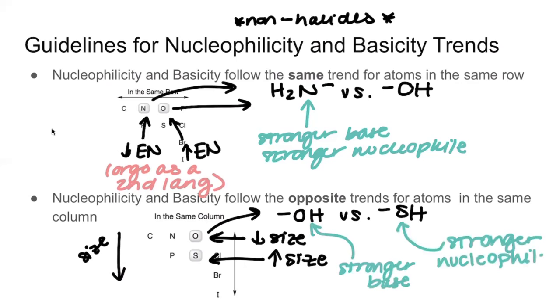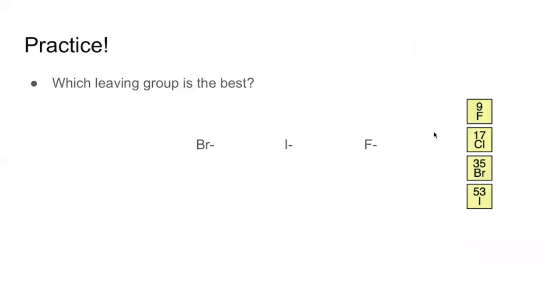You can also figure this out by looking at electronegativity trends. You can see that the O versus S makes sense. Any questions so far? Let me check the chat. All right, sounds like everyone is good. As always, feel free to let me know. Next up, just a bunch of practice.